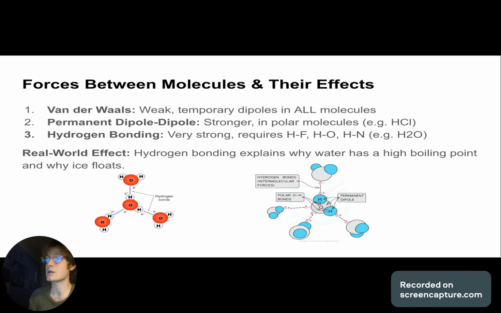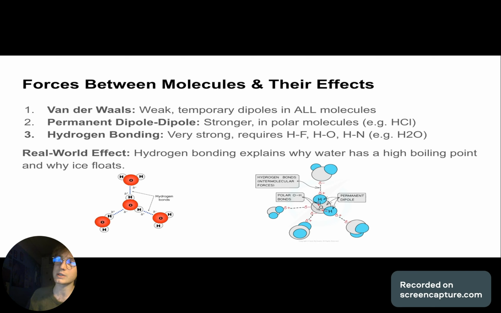So let's discuss what holds molecules together when they aren't bonding. These are called intermolecular forces, and they come in 3 main types. First, there is the van der Waals forces, which are the weakest out of the 3. These occur in all molecules. They're caused by temporary uneven distributions of electrons. At any moment, one part of the molecule might be slightly more negative than another. These fleeting dipoles induce similar dipoles in neighboring molecules, creating weak attractions. The bigger the molecule, the stronger these forces generally are.